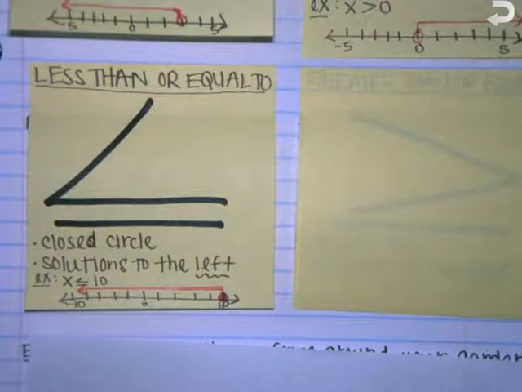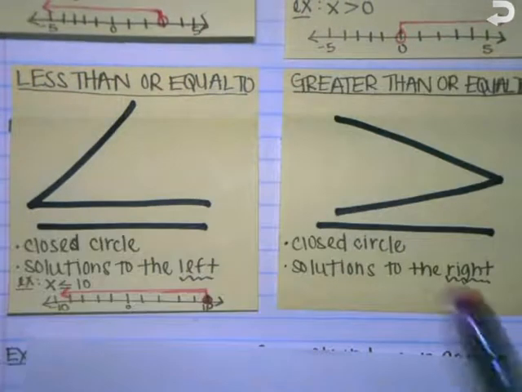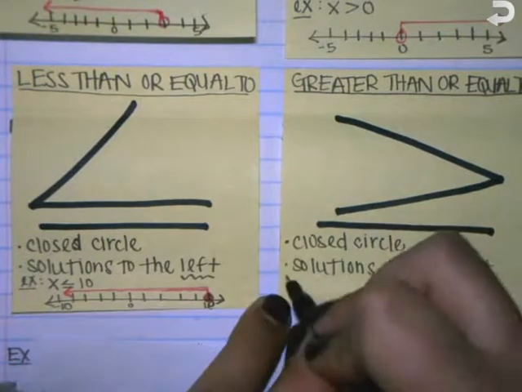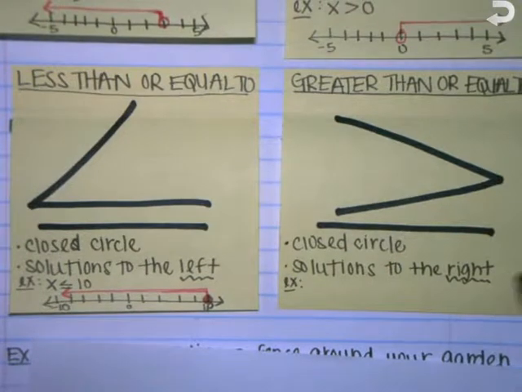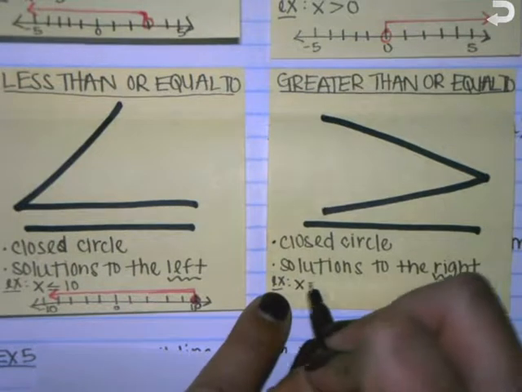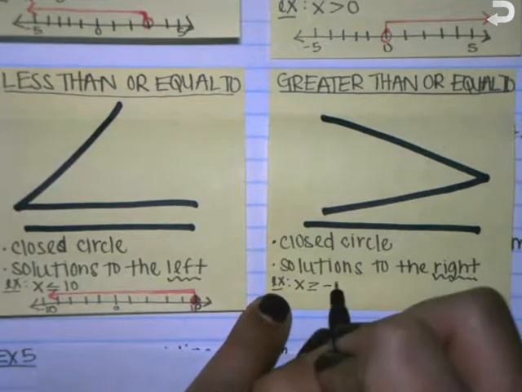Last one would be greater than or equal to. Looks like a greater than with half an equal sign. Because it has the equal, you do get to use a closed circle. Solutions then, after the closed circle, are to the right. So the example I'm going to do is x greater than or equal to negative, let's just do 3.